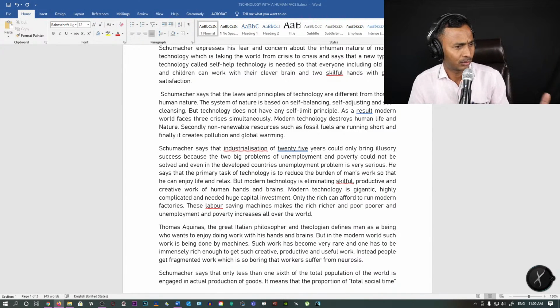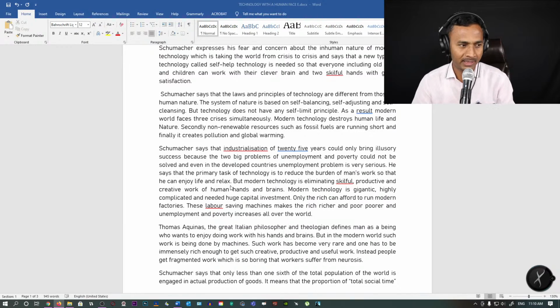He was talking about the three basic things. Schumacher says that industrialization of 25 years could only bring illusory success because of the two big problems of unemployment and poverty, because this directly relates to HDI. That's why we were talking about it. He says that the primary task of technology is to reduce the burden of man's work so that he can enjoy life and relax. Initially, technology was created for this purpose only.